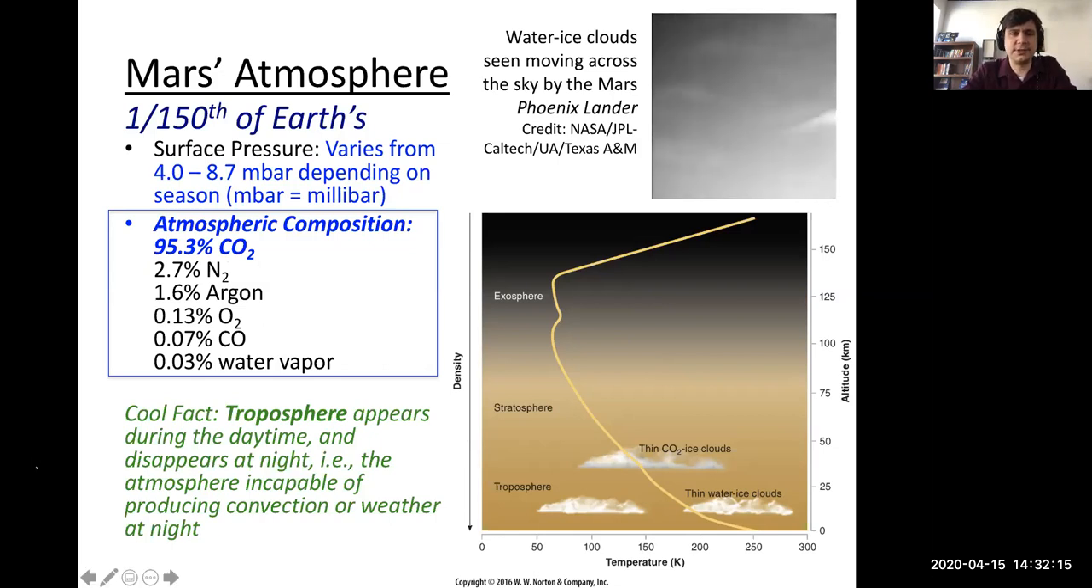So no surprise that the second most abundant thing is nitrogen. The third most abundant is argon. Again, similar to what we see here on Earth. The big difference, however, is that it is a mostly carbon dioxide atmosphere that's extraordinarily thin.